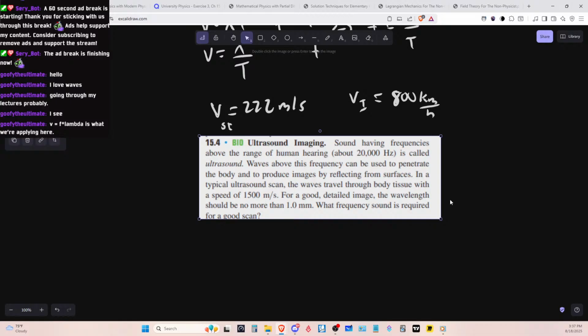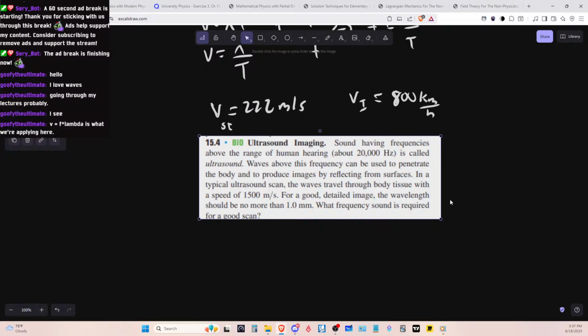All right. So what do we have? Sound having frequency above the range of human hearing, about 20,000 hertz, is called ultrasound. Waves above this frequency can be used to penetrate the body and produce images, by reflecting from the surface. I guess that's why they call it ultrasound, because they use sound that we can't hear to get images from the body, which is pretty cool.